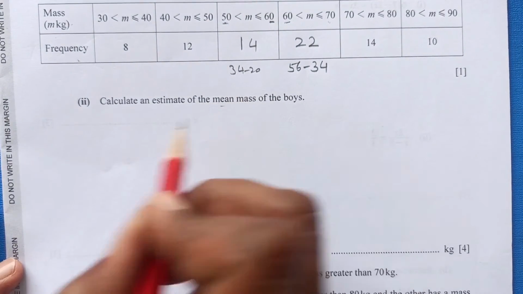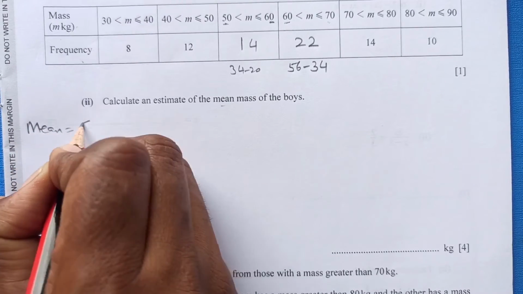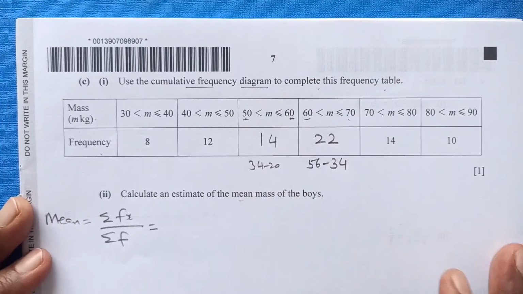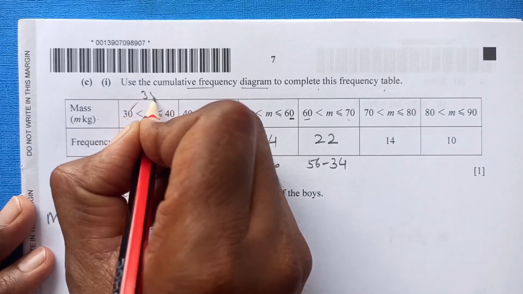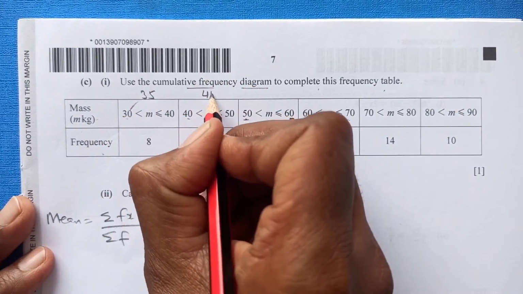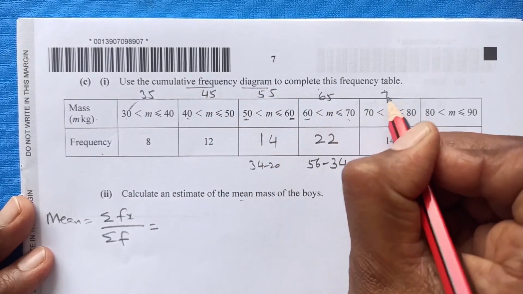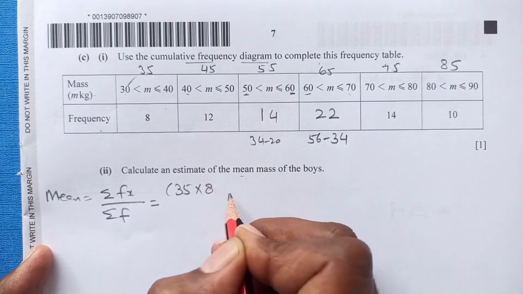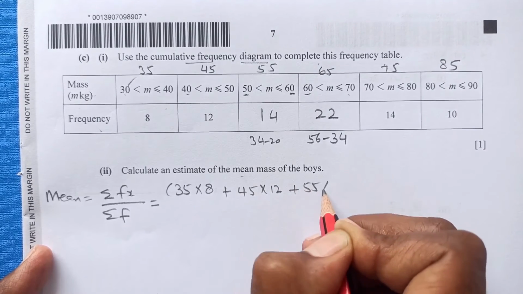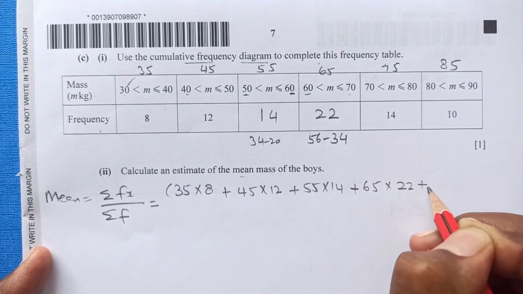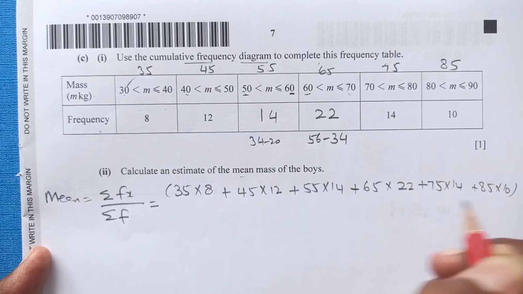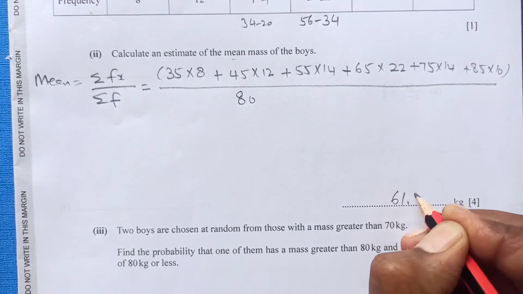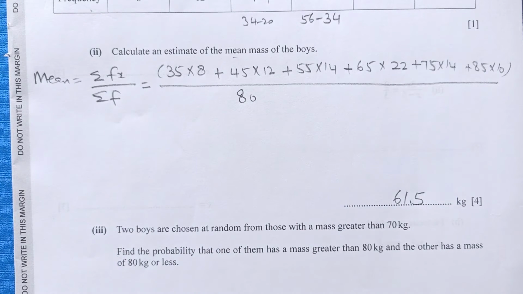Now calculate the estimate mean mass of the boys. So for the mean, you have to take sigma fx over sigma f. Sigma f is 80. For sigma fx, we have to take the middle values, right? For the middle values here, between 30 and 40, it is 35. This will be 40 plus 50, 90, half of that 45. Then this will be 55, 65, 75 and 85, right? Now we are going to multiply this one. So it will be 35 times 8 plus 45 times 12 plus 55 times 14, 65 times 22, 75 times 14, 85 times 10, divided by 80. So when you calculate this one, it comes out to be 61.5 kilograms, right? I'm not doing this calculation, you can do it yourself.